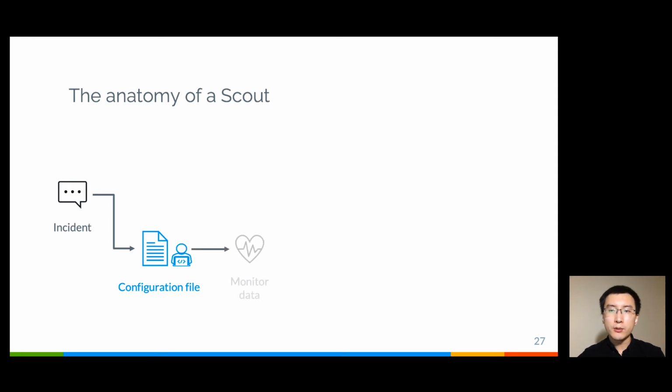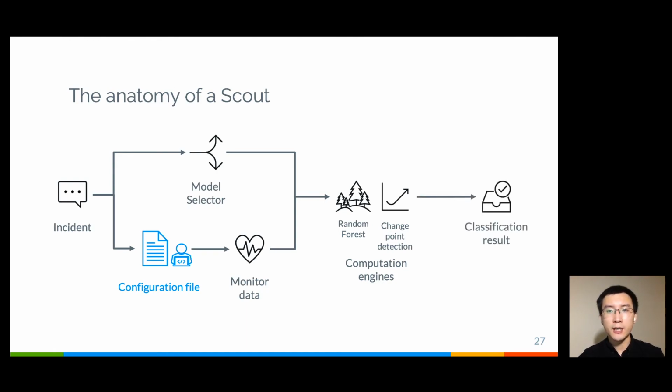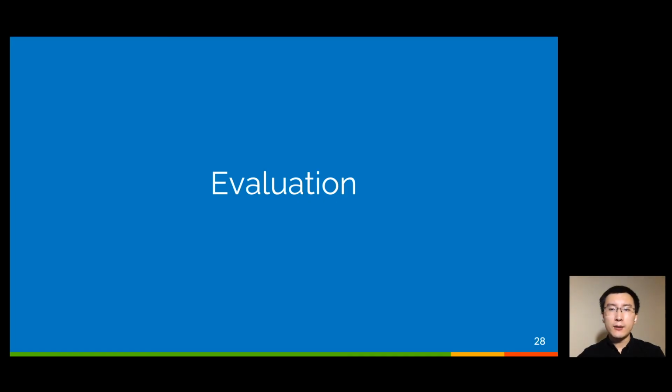Given the related components, the Scout pulls related monitoring data out and sends it to the computation engines for feature construction. On the top line, the model selector chooses which computation engine to execute by judging whether the incident is new or not. At last, the selected computation engine returns the classification result, and the system can either reject or accept the incident accordingly. Now let's see how this Scout performs.